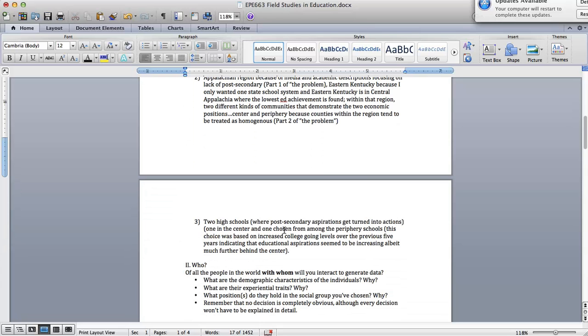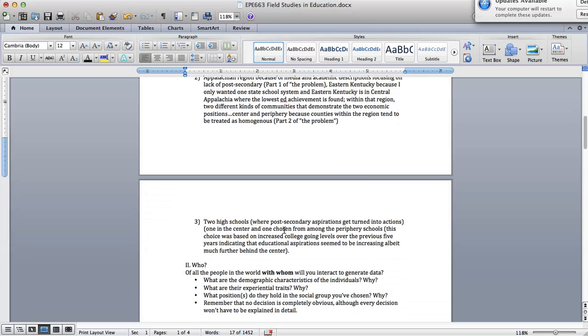I didn't mention which county I had chosen, but basically I went through all of the counties in the region that I had chosen, and I looked at the schools. I was looking for a county that had both a city school and a county school. Some of the counties were too small, they didn't have two, and I narrowed it down to a few counties that had that center periphery structure.